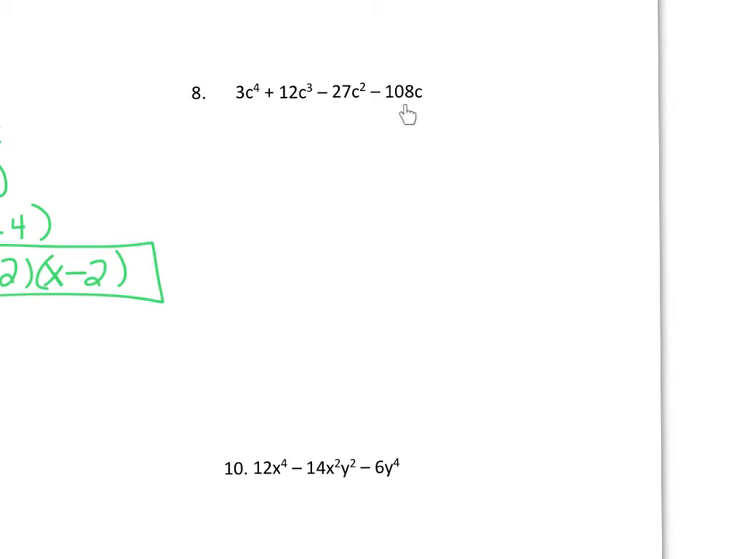All of these numbers are divisible by 3. We can pull out a 3. And in addition, since each term has a c, we can pull out a c. All right, so I'm going to pull out a 3c.